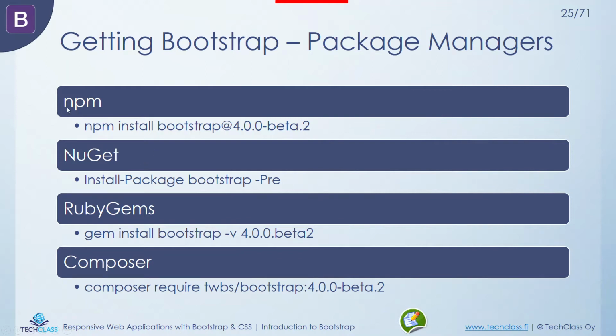If you're using npm, all you need to do is type this command. If you're using NuGet, you can type the other one, and then Ruby gems or Composer also have their own commands. But if you're not familiar with them, don't make it very complicated for yourself. Just use the CDN or download the CSS and JS files and use them. Although it could be nice to search more about these package managers, especially npm, which is very practical. So it's nice to get to know more about that.